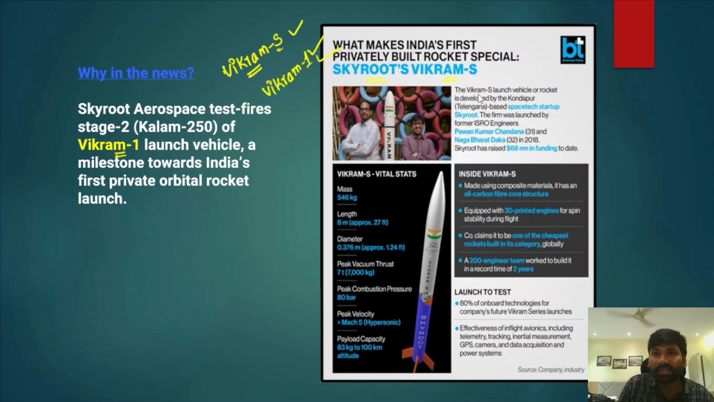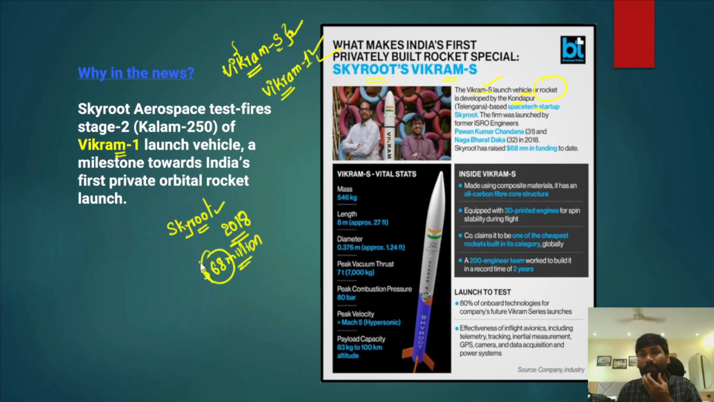Right. So in this context, we will understand first about Vikram-S. Vikram-S was first tested in the year 2022 by Skyroot Aerospace. Followed by that, they have tested Vikram 1. Now Vikram-S was a launch vehicle or rocket developed by a Telangana, Kondapur based space tech startup, that is Skyroot. So it is a Telangana based Indian private space company. The firm was launched by two former ISRO scientists, Pavan Kumar Chandana and Nagabharat Daka. They launched this in the year 2018, and Skyroot so far has raised around 68 million in funding.